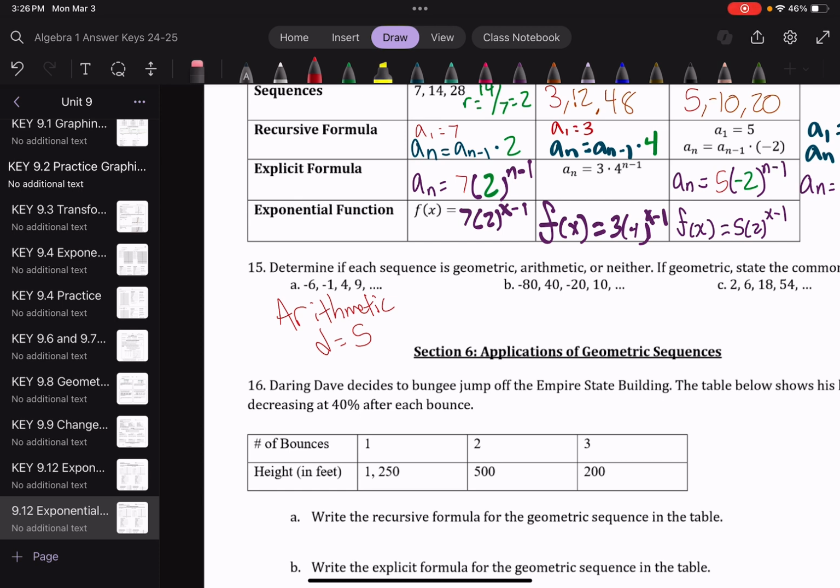Now, for B, I see there's a pattern here, but I'm not quite sure what it is. So let's just try to do r is equal to 40 divided by negative 80. So that gives me negative 1/2. If I multiply 40 by negative 1/2, I get negative 20. If I multiply negative 20 by negative 1/2, I also get 10. So therefore, this is geometric.